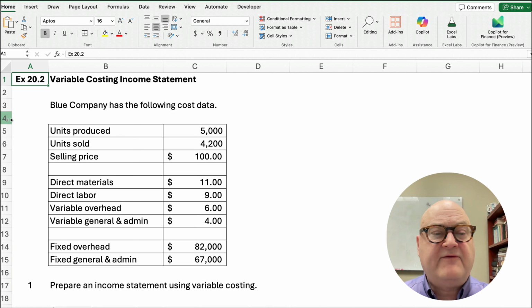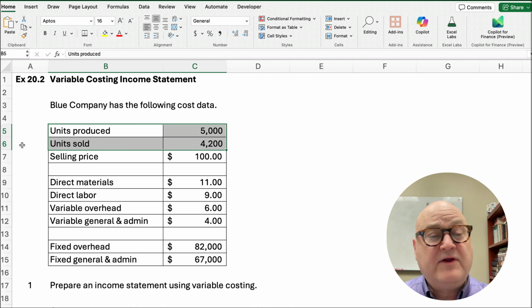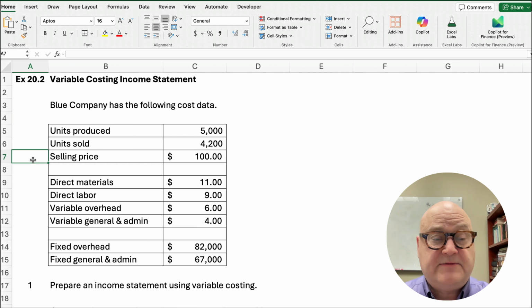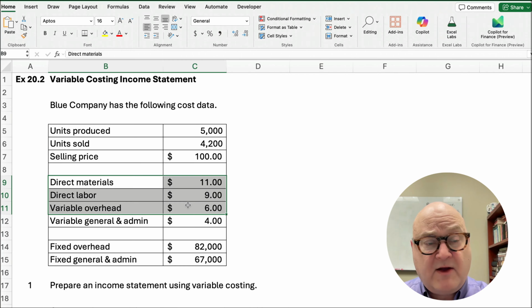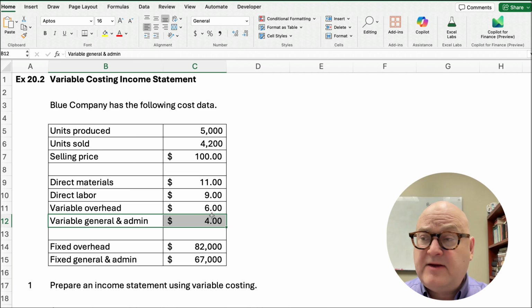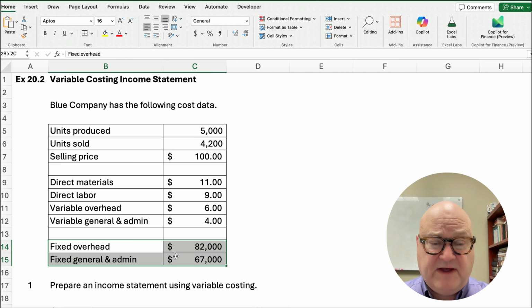So here's what we have. We have the blue company that they've produced 5,000 units, but they've only sold 4,200. So that means we have 800 units of inventory left over that we haven't sold. And our selling price is 100. We have variable cost. 3 of them are product cost, and 1 is a general and administrative cost. So that's SG&A or operating cost or G&A. And then we have 2 fixed costs. 1 is overhead and 1 is general and administrative.